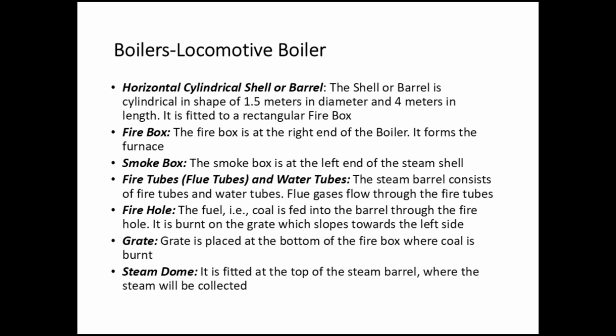Fire hole. The fuel, that is coal, is fed into the barrel through the fire hole. It is burnt on the grate which slopes towards the left side. Grate. Grate is placed at the bottom of the firebox where coal is burnt. Steam dome. It is fitted at the top of the steam barrel where the steam will be collected.